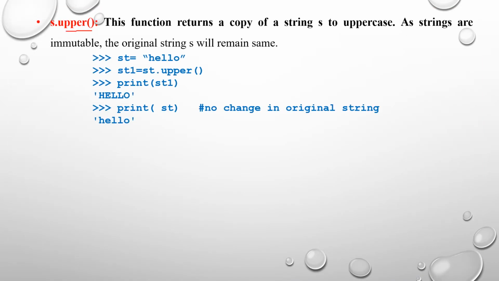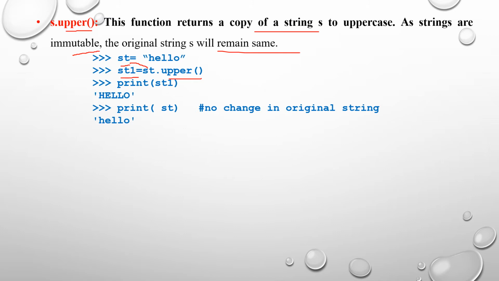Upper is one of the built-in functions in Python. So let's see the s.upper function use case. This function returns a copy of the string s in uppercase. As strings are immutable, the original string s remains the same. So for example, st is equal to hello. So hello is stored in st, and st is the variable name. Here st1 is another variable equal to st.upper(). Upper is the built-in function.